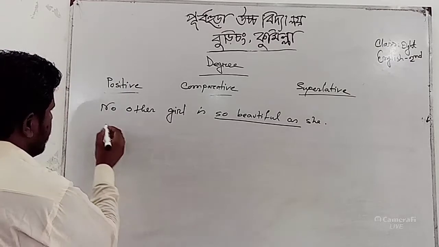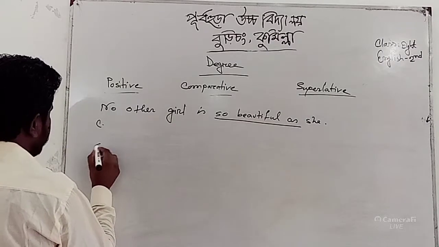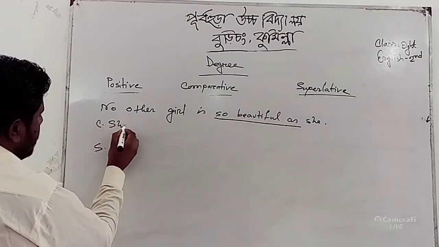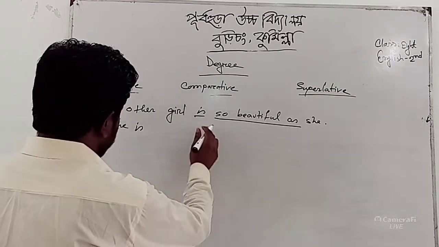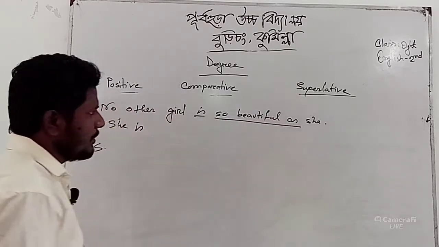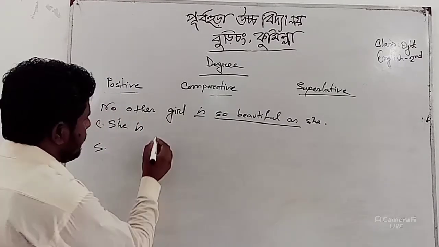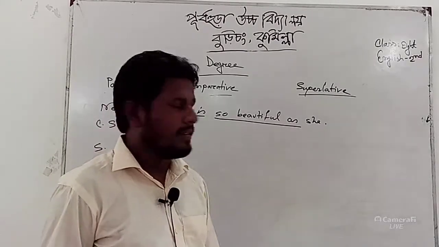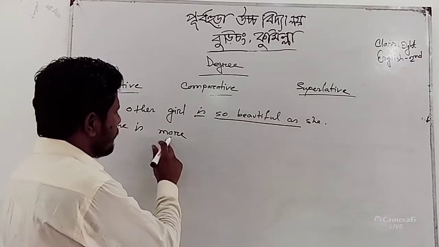In this regard, we have to follow another idea in comparative and in superlative. In comparative, we can write the second subject "she", and then the verb will be "is", and then "more beautiful". This word has more than two or three syllables, so we have to bring "more". We cannot change it by adding "er". It will not be "beautifuler", just "more beautiful".